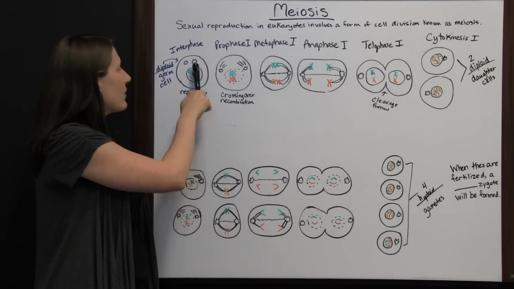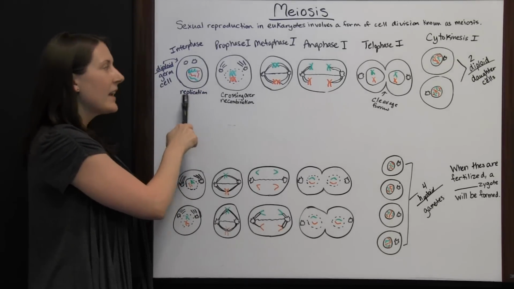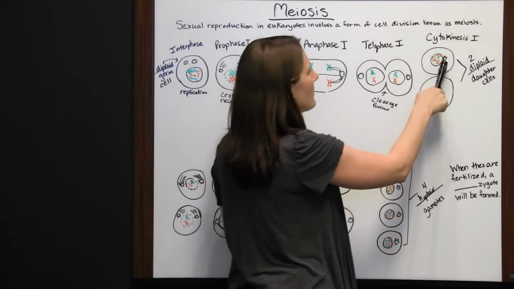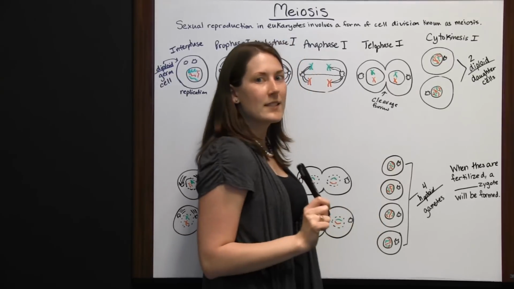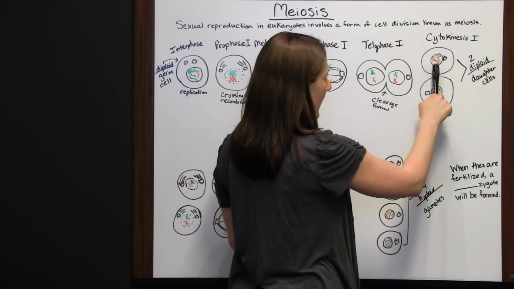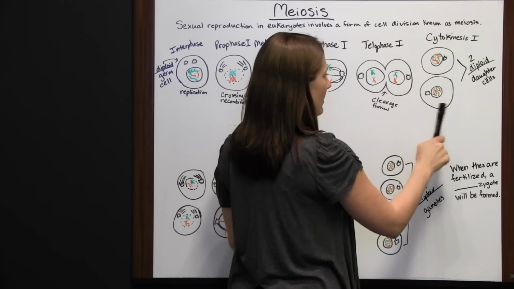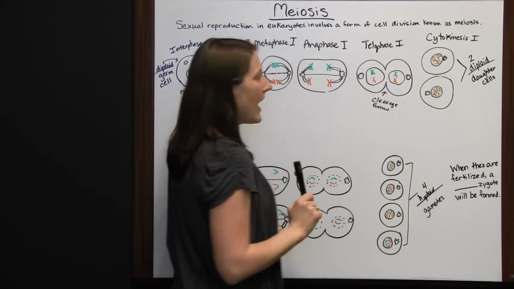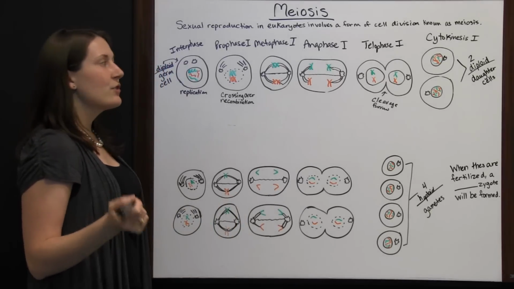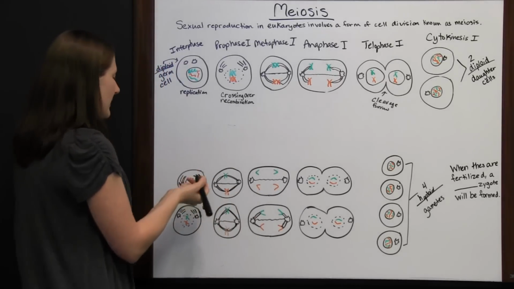So we had our diploid germ cell. The DNA, the genetic material, was all replicated, so there was twice as much. We went through this cell division, so now each one of these daughter cells is a diploid daughter cell, and it has twice as much genetic material as it needs to be a haploid gamete. So we're going to go through what is known as meiosis 2, the second step in this process.